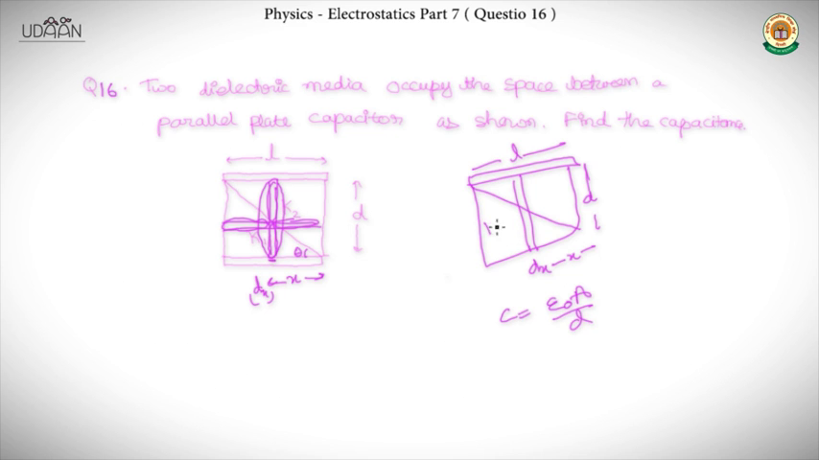The dielectric here is K1, and here the dielectric is K2. So the small capacitance dC1 of this will be equal to K1 epsilon naught into area, where area is equal to A into dx by L, by distance, distance is dx. Yes, this distance is dx.